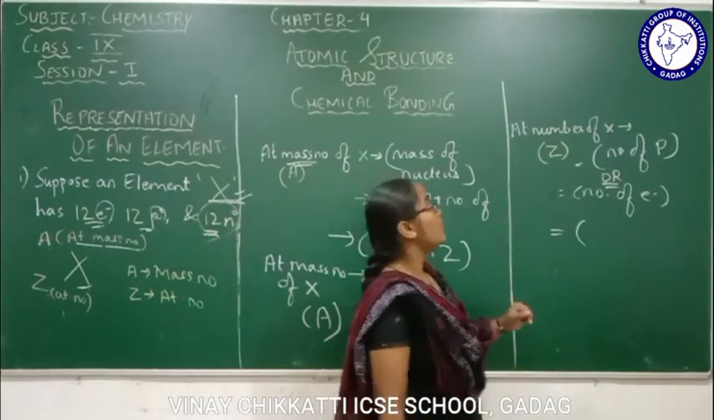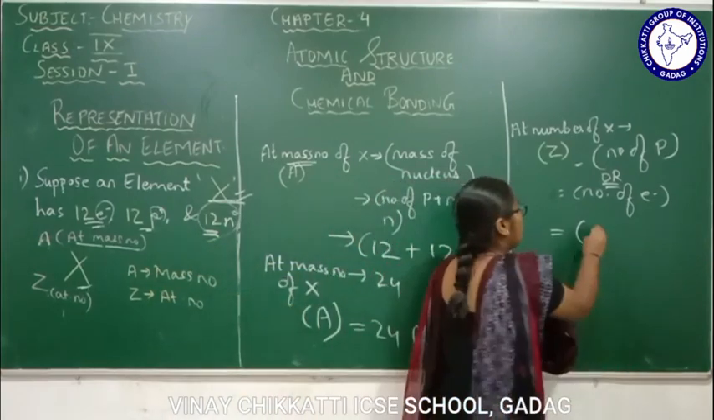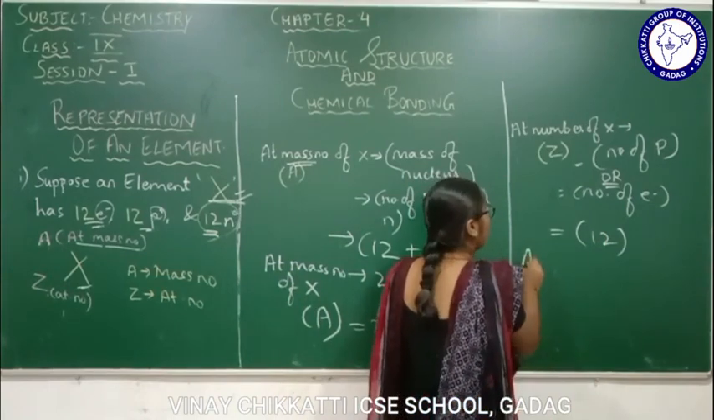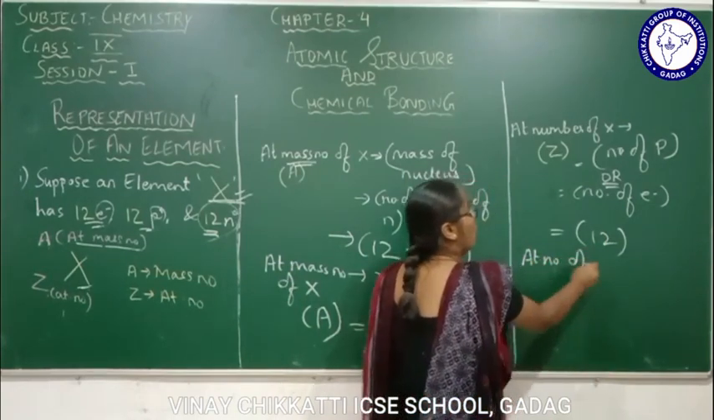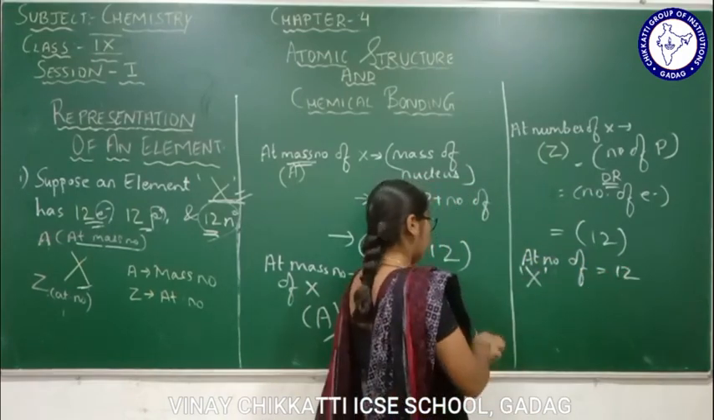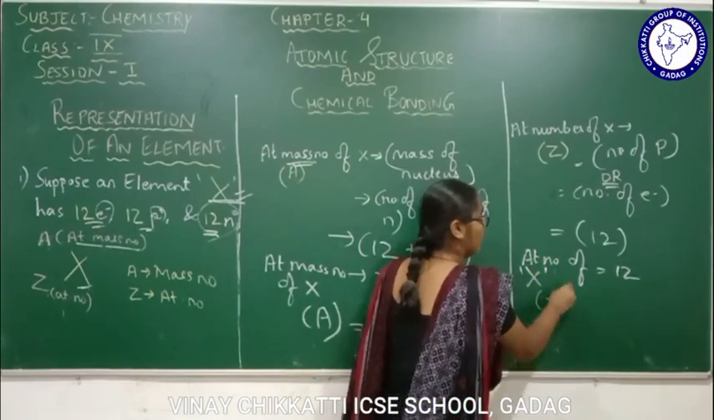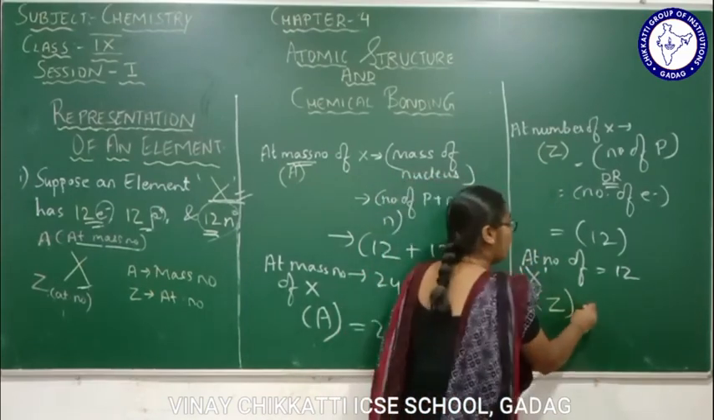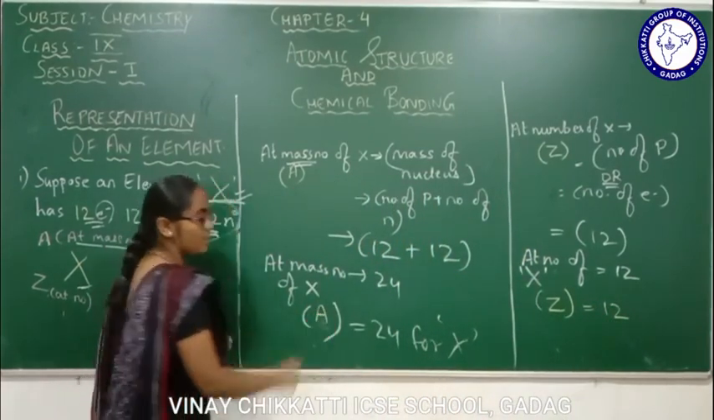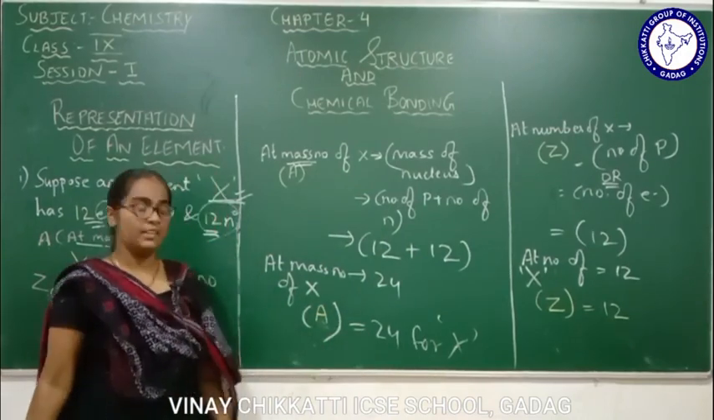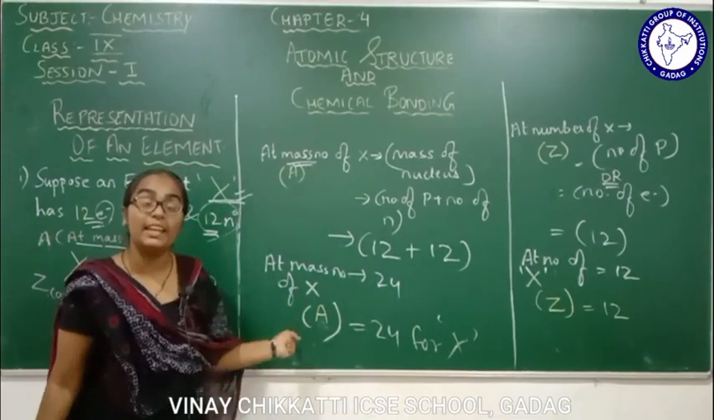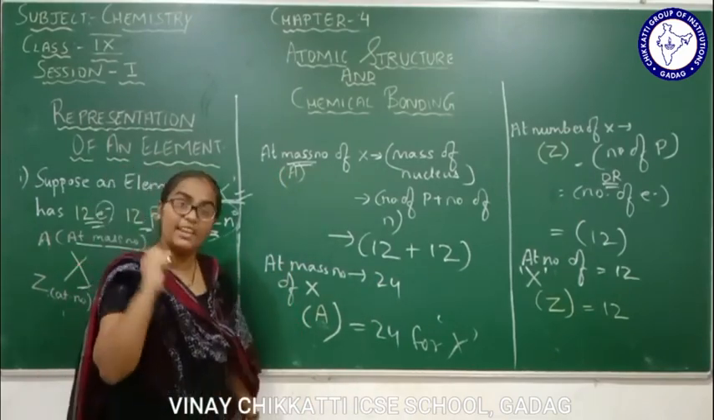Now the number of protons over there was 12, right? So the atomic number of element X is 12. Z means what? Atomic number. Z for element X is 12, whereas A means atomic mass number, and A for element X is 24, right? So we got A, we got Z. What was A? Atomic mass number. What was Z? Atomic number, right?